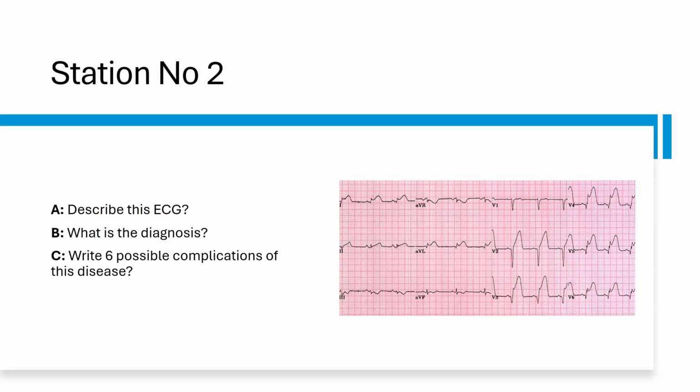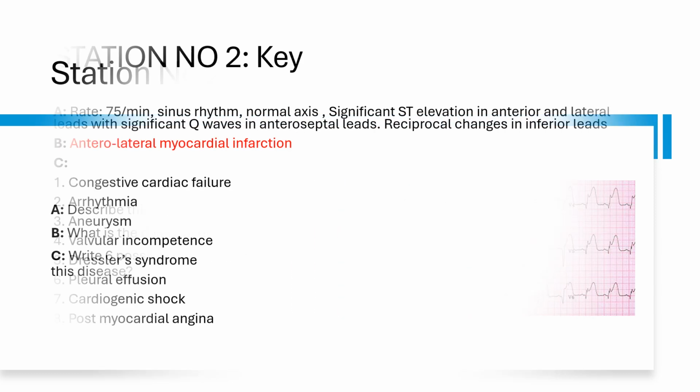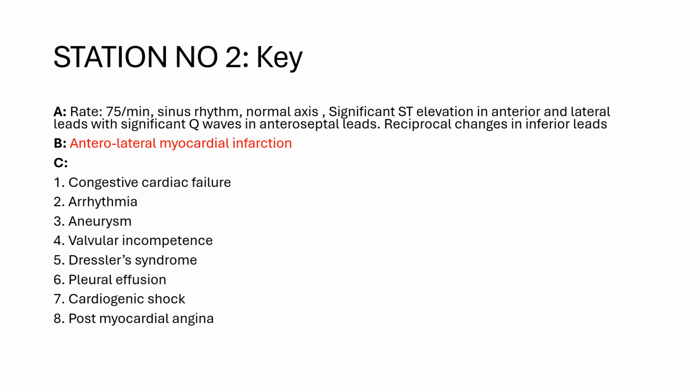So station number 2 is describe this ECG, what is the most likely diagnosis, and what are 6 possible complications of this disease. Please look at this ECG diagram, and you know these are the precordial chest leads, and there is ST elevation. So basically we have to describe this ECG in terms of rate, rhythm, and its axis, and what are the abnormalities, and what are the reciprocal abnormalities in this ECG.